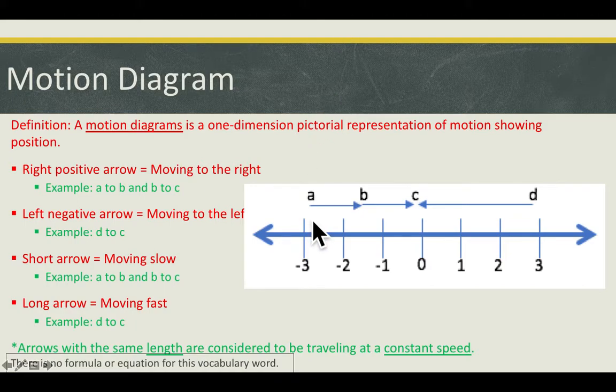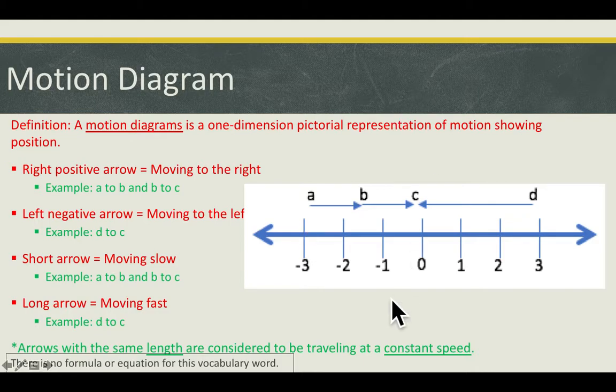So this is an example that we're going to talk about momentarily. However, I don't want you to use this on your bookmark. I want you to use the images on the next slide on your bookmark. We just want to look at this from the point of view of a number line to show the basic ideas of a motion diagram. The motion diagram examples are on the next slide.